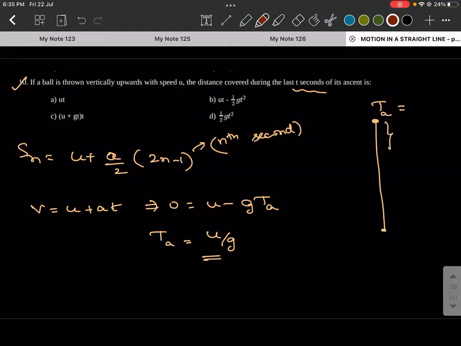Say, but t seconds now, last t seconds now, this will be the distance traveled by the object in the last t seconds. Okay. Then what will be the distance traveled by the object here? It will be in how much time? Time of ascent minus t seconds.